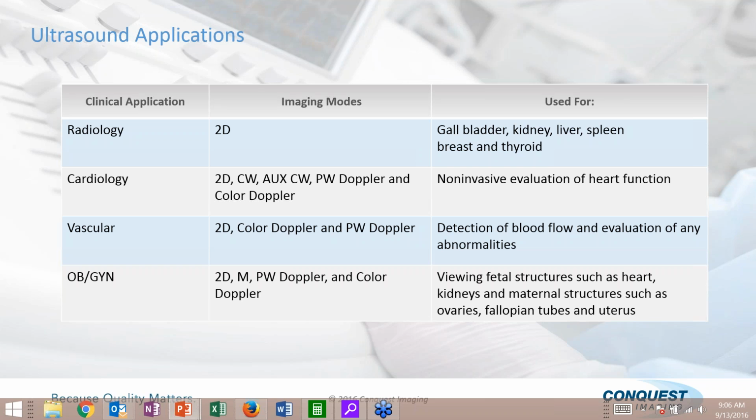And then we have vascular exams. The vascular exams are used to detect blood flow and evaluate the various blood vessels throughout the body, and it can be peripheral vascular or vascular throughout the abdomen. And then we have obstetrical and gynecological applications. That would be for fetal structures such as the heart and kidneys, and female structures such as ovaries, fallopian tubes, and the uterus.